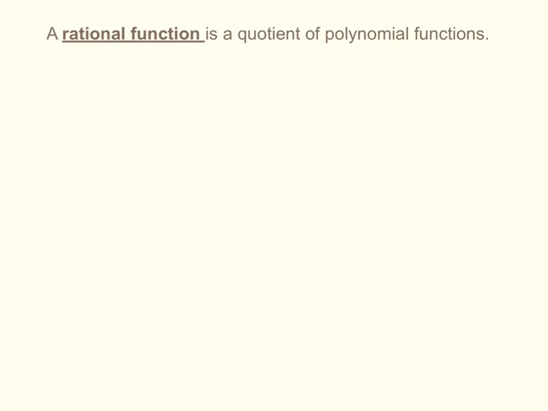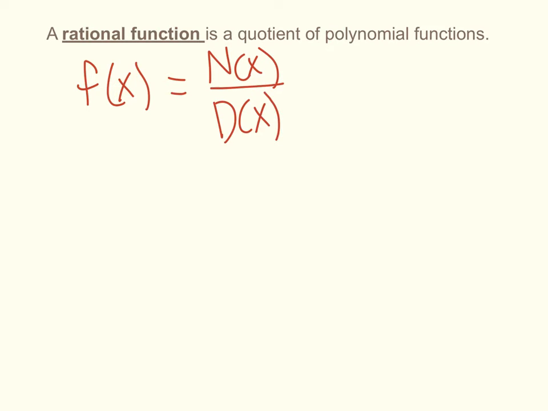This may seem obvious, but a rational function is a quotient of polynomial functions. So usually it is in this format. Let's say that you have f of x, and that's going to equal some function on the top that we're going to call n of x, and then another function on the bottom, which we will call d of x, for numerator and denominator functions. This is where n of x and d of x are polynomials, so they have to be polynomials, and d of x is not the zero function.